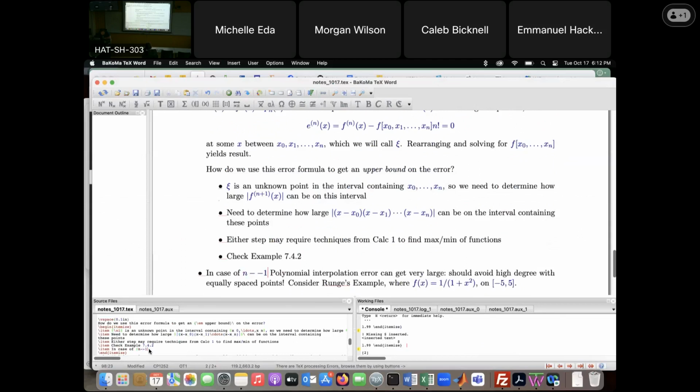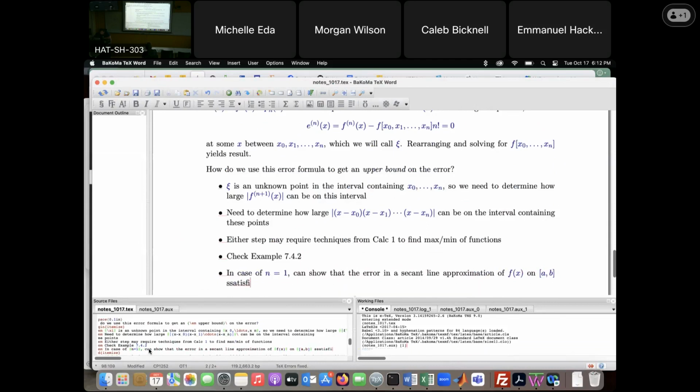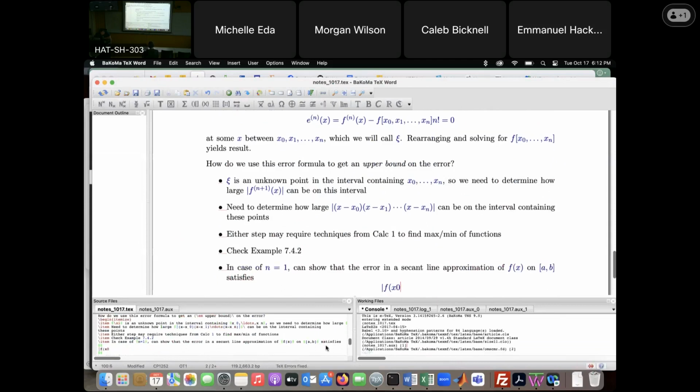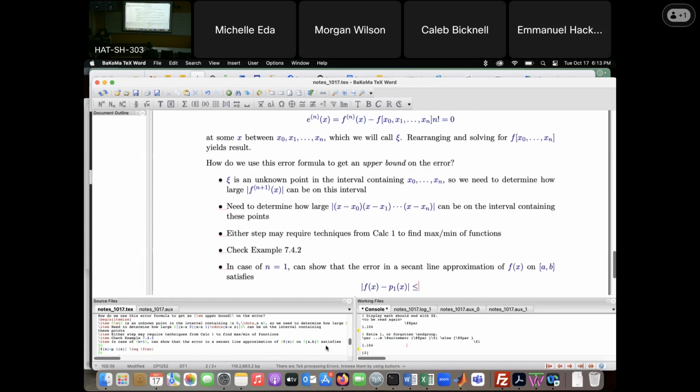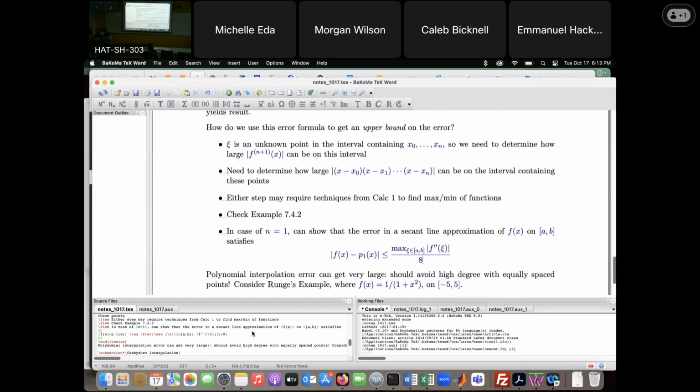In the case of n equals 1, we show that the error in a secant line approximation of f of x on interval [a, b] satisfies the following, similar to what's in the example. |f(x) minus p1(x)| is less than or equal to the maximum of |f double prime| over [a, b], over 8, times (b minus a) squared.